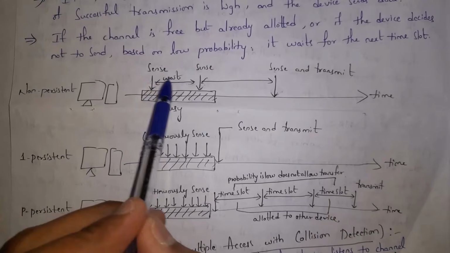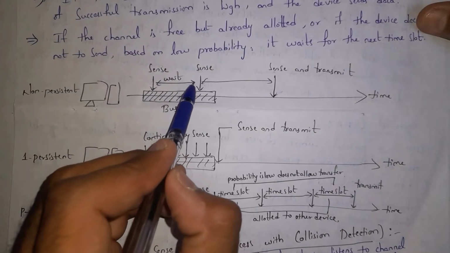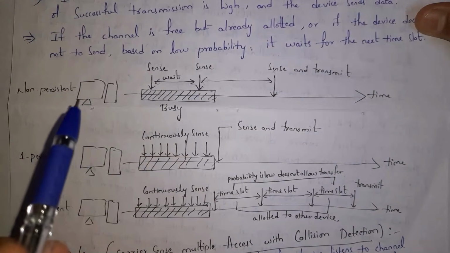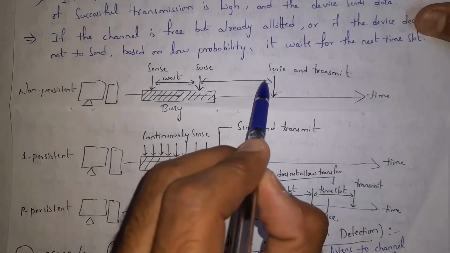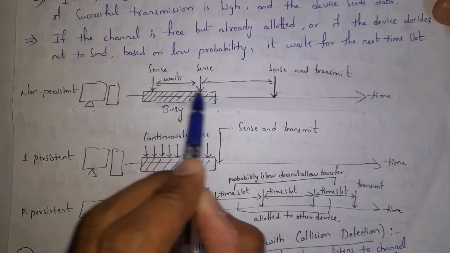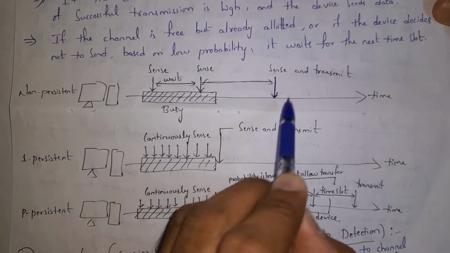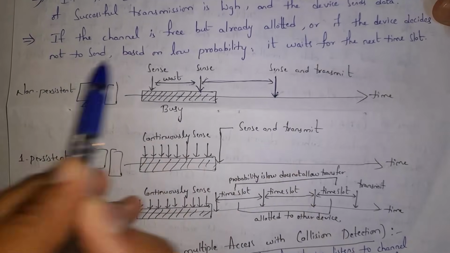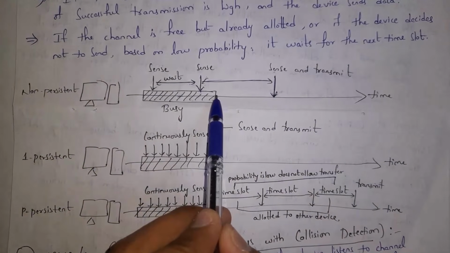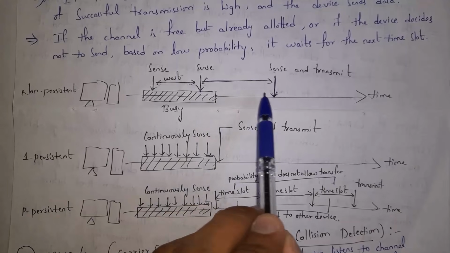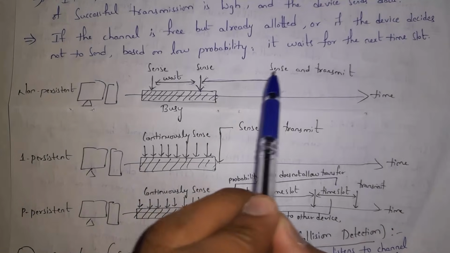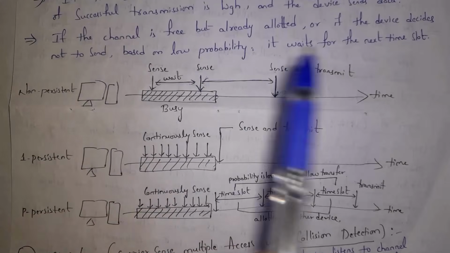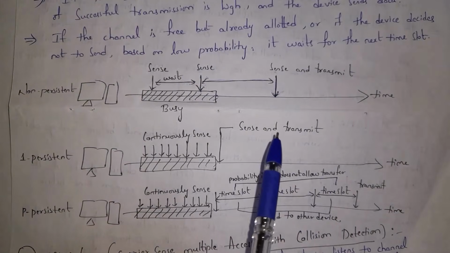So it will wait for some time and again the device will sense the channel, and still the channel is busy. So again the device will wait some time and again sense the channel. This time the channel is not busy. This time the channel is free. So as the channel is free, this device will send data. Actually, in the earlier time period, the channel was free, but in non-persistent CSMA, the device will wait some time and then sense the channel. That is why time will be wasted.